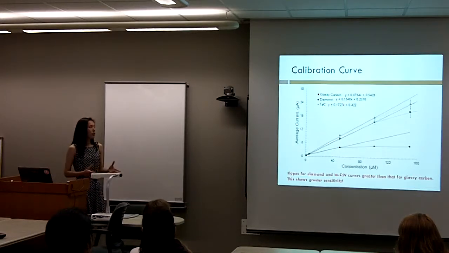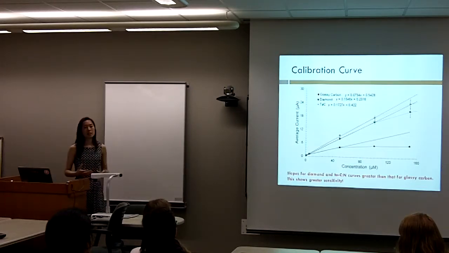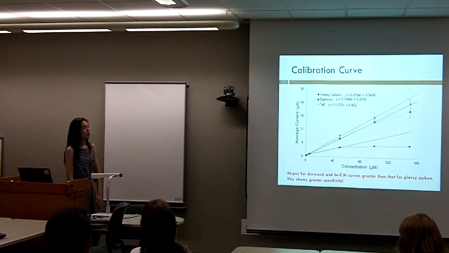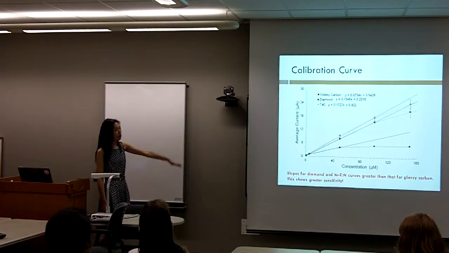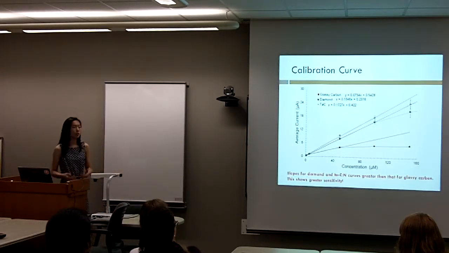So from the calibration curve, we can gain a large variety of figures of merit. The first one is sensitivity. Sensitivity is the ability of an analytical method to distinguish between the analytical signal and the background noise. So the sensitivity is just the slope of the calibration curve. You might notice that for diamond and TAC, the slopes of the trend line are much, much greater, and this shows greater sensitivity, which is good.